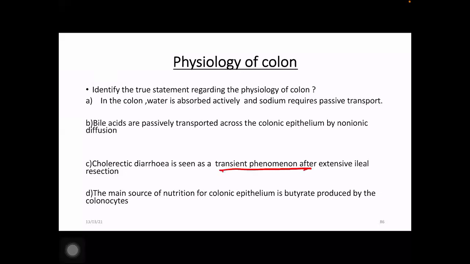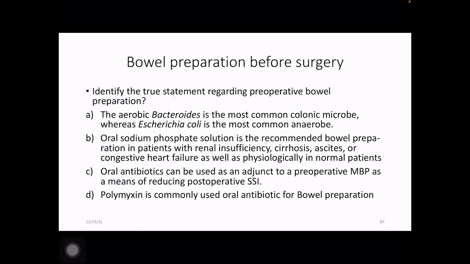Fine. The main source of nutrition for colonic epithelium is butyrate produced by the colonocytes. True or false? False. Not by colonocytes, by bacterial flora. Yeah, it's by the bacterial fermentation. Wonderful answer. Fine. So this is the right answer.